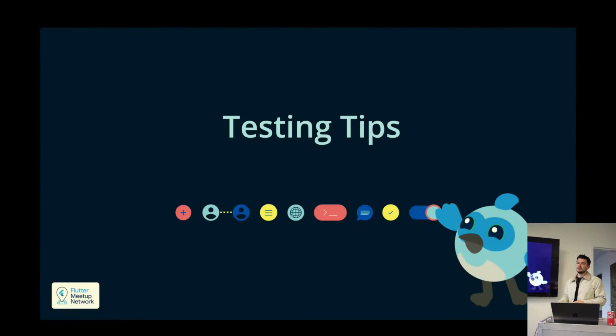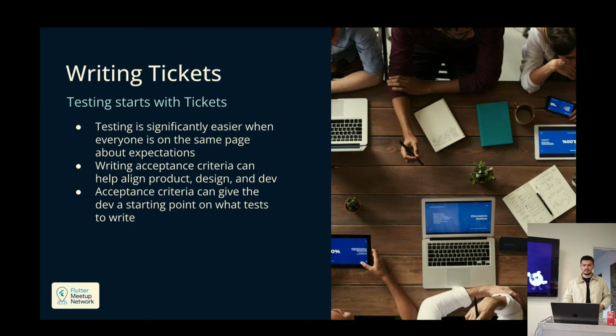Awesome, so let's go into some of my testing tips. First off, testing actually starts with writing tickets. Testing is significantly easier when everyone is on the same page. And what I mean by that is writing acceptance criteria can help align product, design, and dev. Once you're in a larger company, we all need to be on the same page about exactly what we're building.